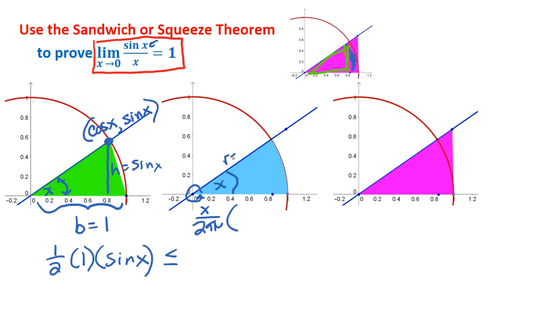So again, remember, the radius of the unit circle is 1, so pi r squared tells us that the area of the entire circle is 1 pi. So the pi will cancel there, so the area of our blue sector turns out to be x over 2.